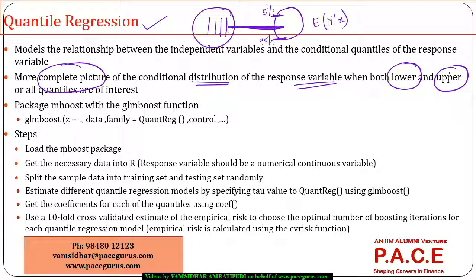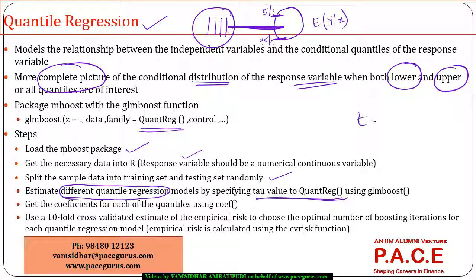So this is something that we can accomplish again using the same package, same algorithm, everything remaining the same. If you see the mechanism, the only thing is the family is changing to Quantreg. Load the mboost package, get the data, split it into training and testing. Now, estimate different quantile regression models by specifying the tau value to the quantile regression. So, instead of simply saying Quantreg, I would be specifying my tau value.